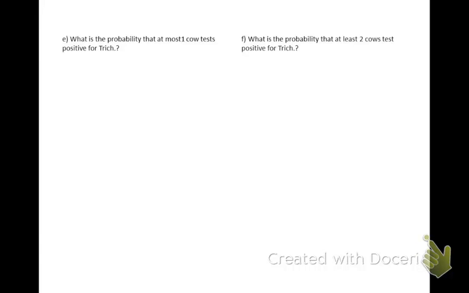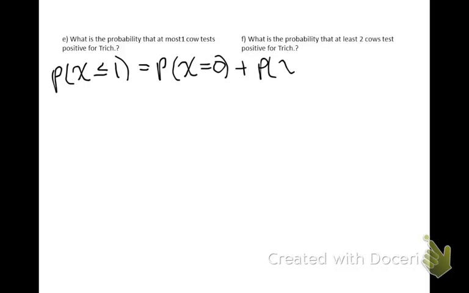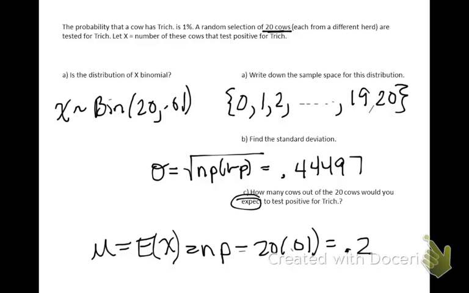What is the probability that at most one cow tests positive for trich? Notationally, this is the probability that x is less than or equal to 1. To find this, we should work it out as the probability that x equals 0 plus the probability that x equals 1. If you look at the sample space, we're trying to say the probability of being 1 or smaller, 1 or 0.